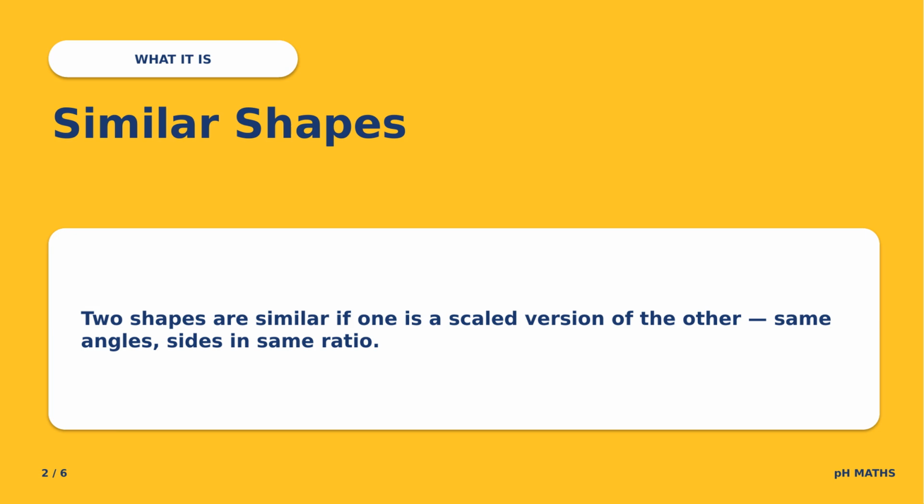Definition. Two shapes are similar if one is a scaled version of the other. Same angles, sides in the same ratio. If you scale all the lengths of a triangle by a factor of 2, you get a similar triangle. The shape stays the same. The size doesn't.